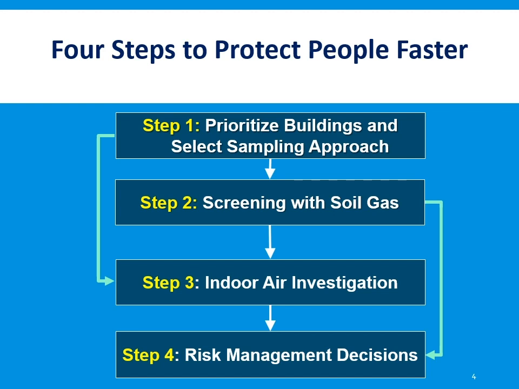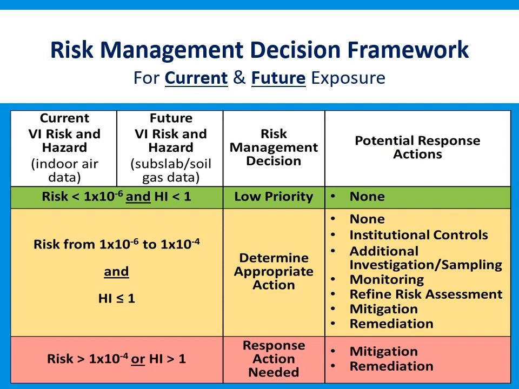The process can be linear, or steps can be skipped. For example, if a building is over known contamination, soil gas sampling should be skipped and practitioners should go right to indoor air testing. The supplemental guidance contains a decision framework for risk management that is used to evaluate the collected data. This table should look familiar to vapor intrusion practitioners in California.